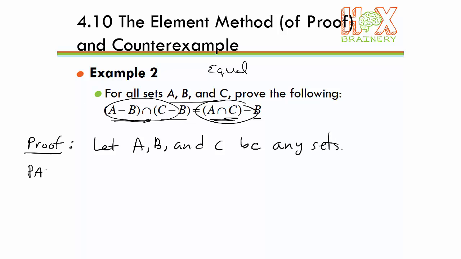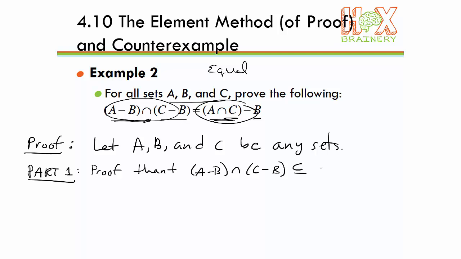And then part 1. What are we doing in part 1? Let's explain it. We're going to prove that the set difference of A and B intersected with the set difference of C and B is a subset of the intersection between A and C and the difference of that with B. So we're showing the subset in one direction for part 1, and then we'll have a part 2 where we show the subset in the other direction, right? So there's going to be 2 parts when you're proving equality.